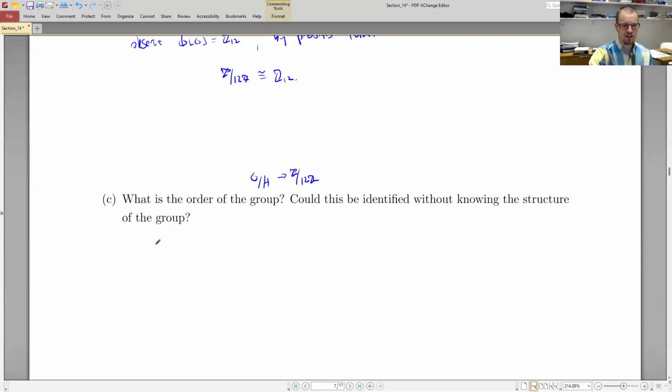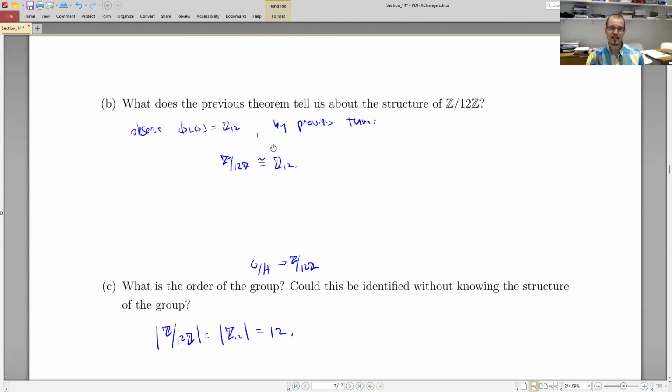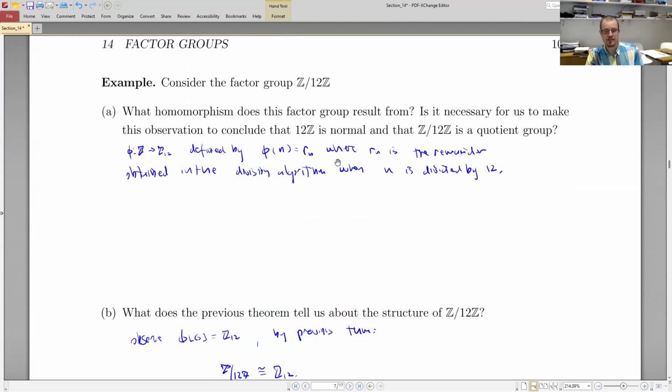Now, in this case, what we have is the order of Z mod 12Z must be the same as the order of Z12 because they're isomorphic, which means that it just has the 12 elements. But could we have identified this without knowing the structure of the group? And that's a little bit more difficult to answer. If I didn't know that it was isomorphic to Z12, would I have known that it had exactly 12 elements in it? Well, yes. I mean, I suppose, right?